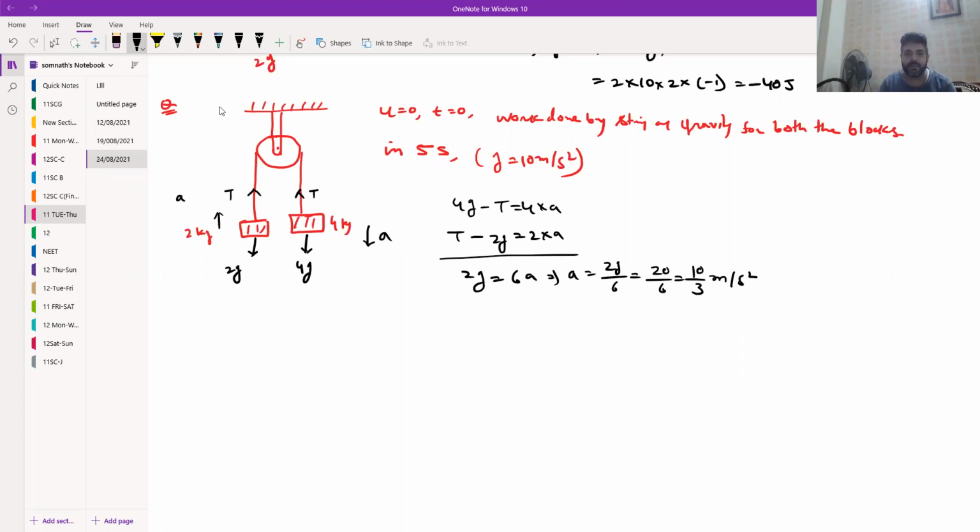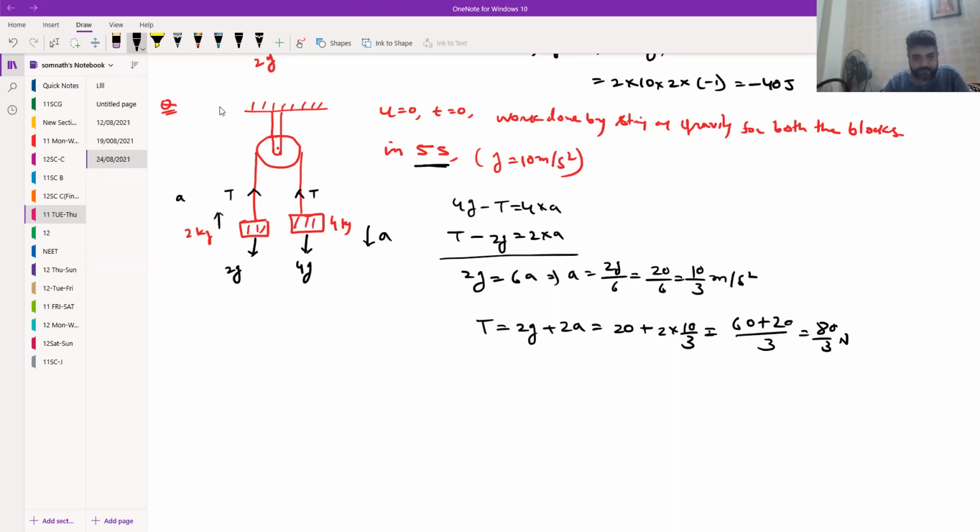Once you get the acceleration, tension is 2g plus 2a, 20 plus 2 into 10 by 3, that is 60 plus 20 by 3, that is 80 by 3 newton. Everyone satisfied? Yes, sir. Now see, as it is given 5 seconds, first of all we have to find out how much distance is traveled by each block within 5 seconds. Because it's a simple string, you can calculate for each block, and by using this you can try the complex pulley system also, which I already showed you.